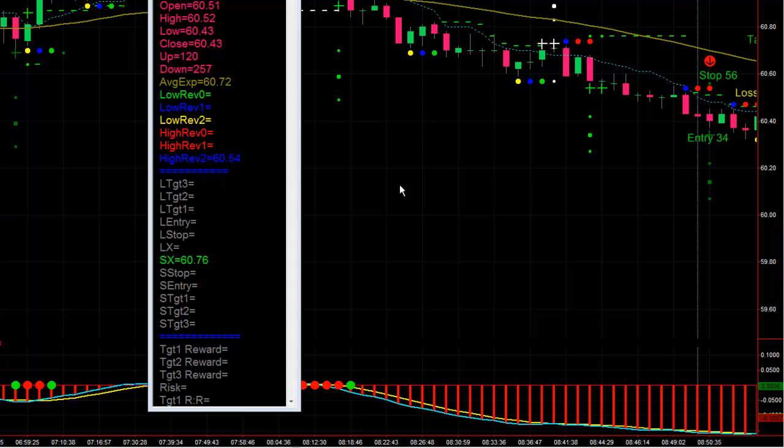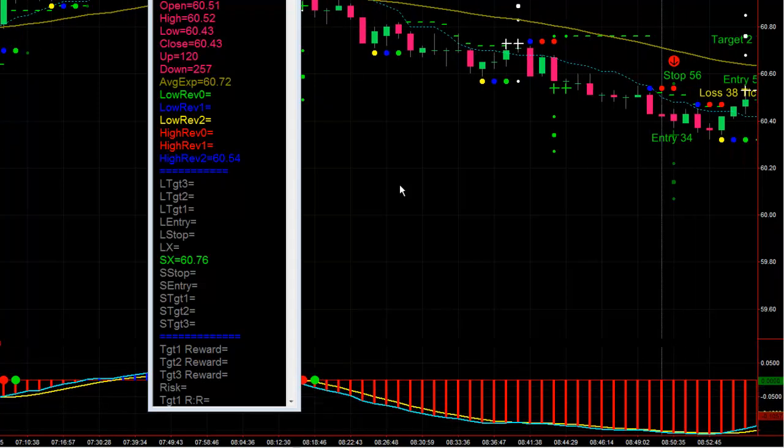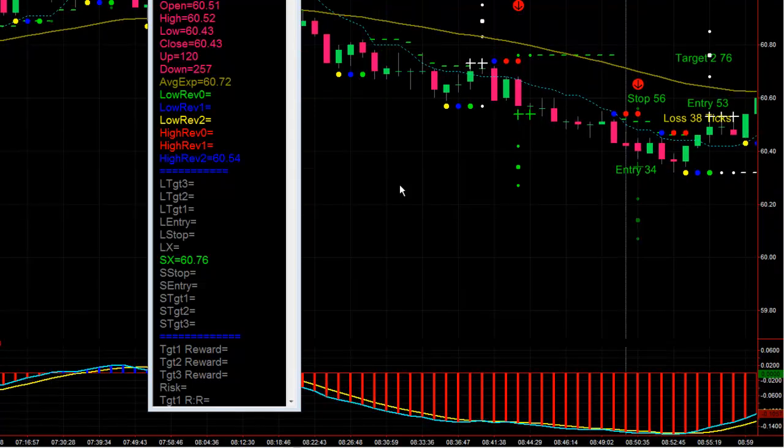And so there's our entry at 34. The stop is at 56. We just tick in, and what does the market do? It comes back and stops us out. Now you can see right in here, it's a little iffy. But so we lost 38 ticks on that. But here is an entry to go long. So it reduced risk from 56 to 53.